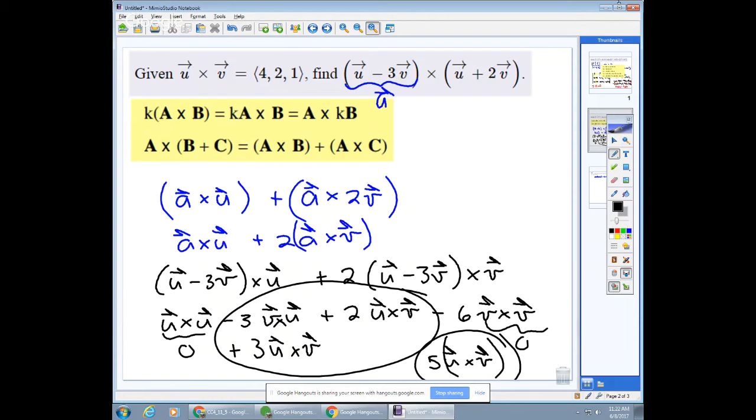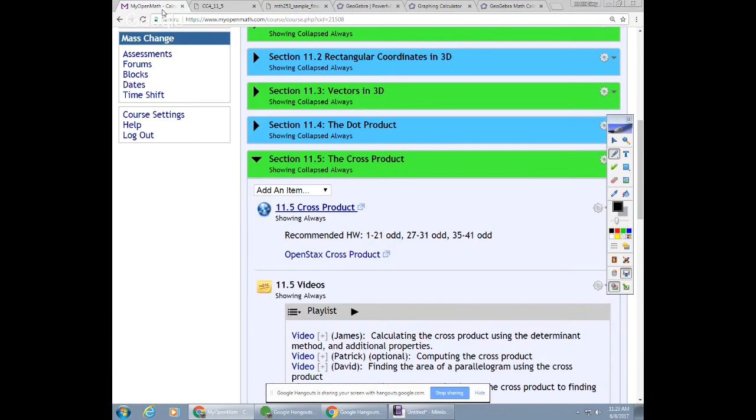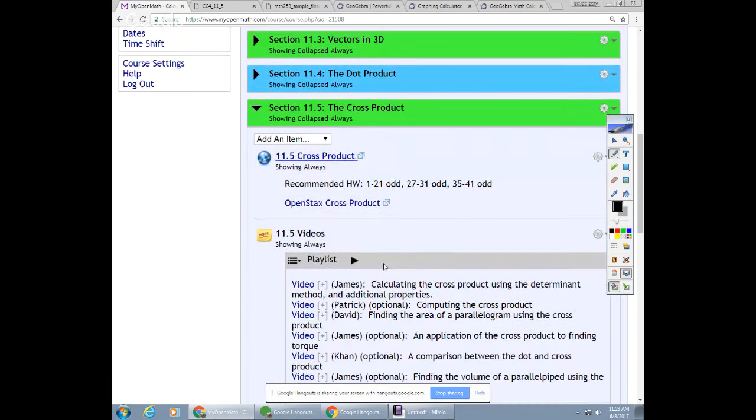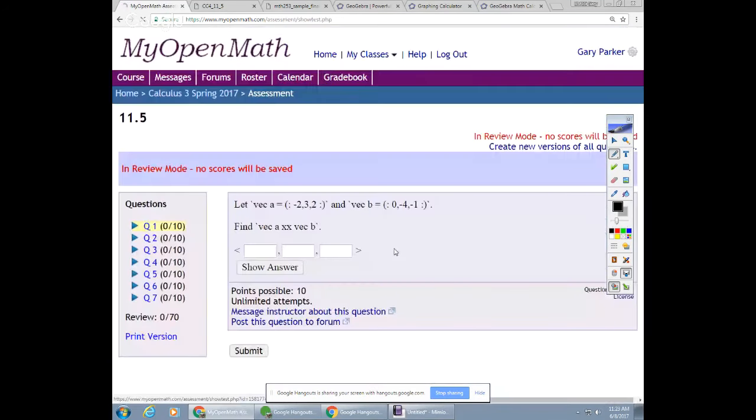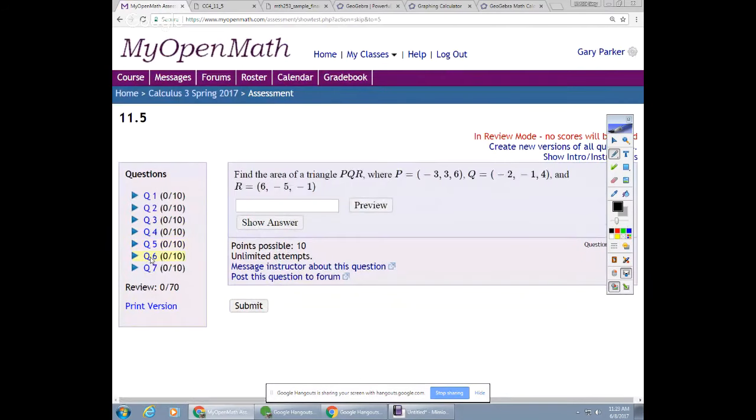Well, that was fun. All right. Another one. Let's see, where was that? Over here. 5-5 homework. No, 11-5 homework. That was 5, 6. All right. Find the area of the triangle. So this one's pretty cool.